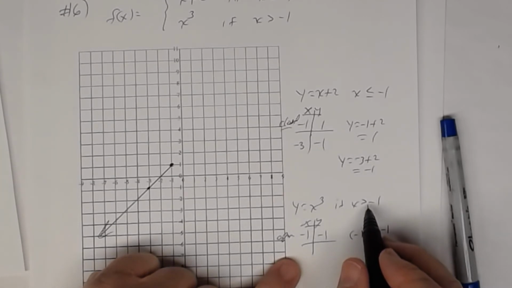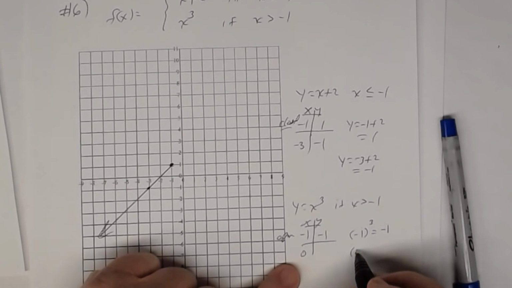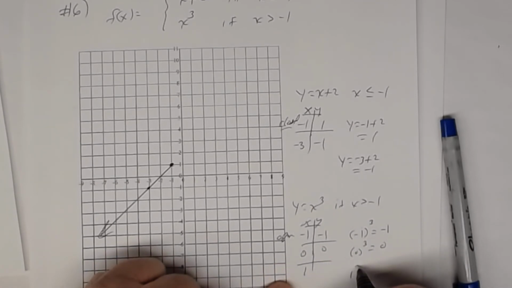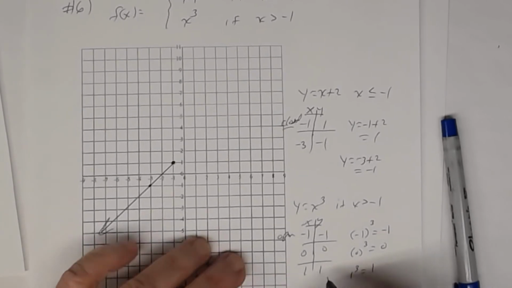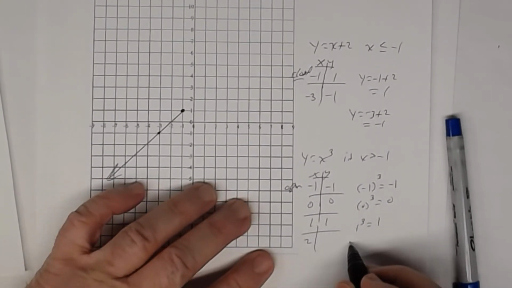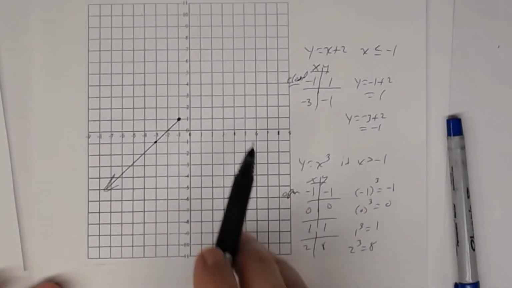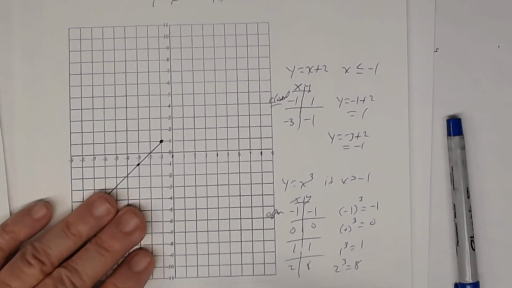So let's say 0. When x is 0, I get 0 cubed, which is 0. When x is 1, I get 1 cubed, which is 1. When x is 2, I get 2 cubed, which is 8, right? And so on. So 3 will be too big because I don't have enough space up here. So here's what I have. Let's plot what I have.